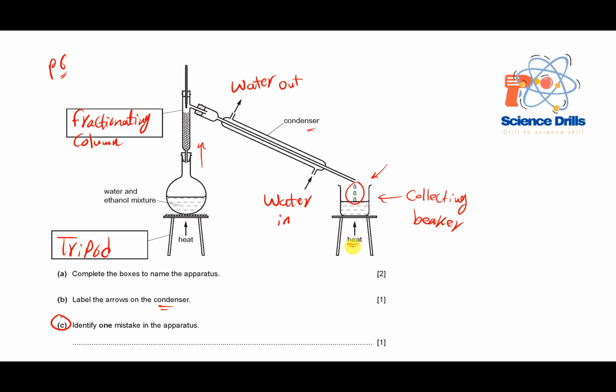So we can see here an arrow, which means we are heating again to evaporate. So this is a mistake. So we can write: heat is below the collecting beaker.